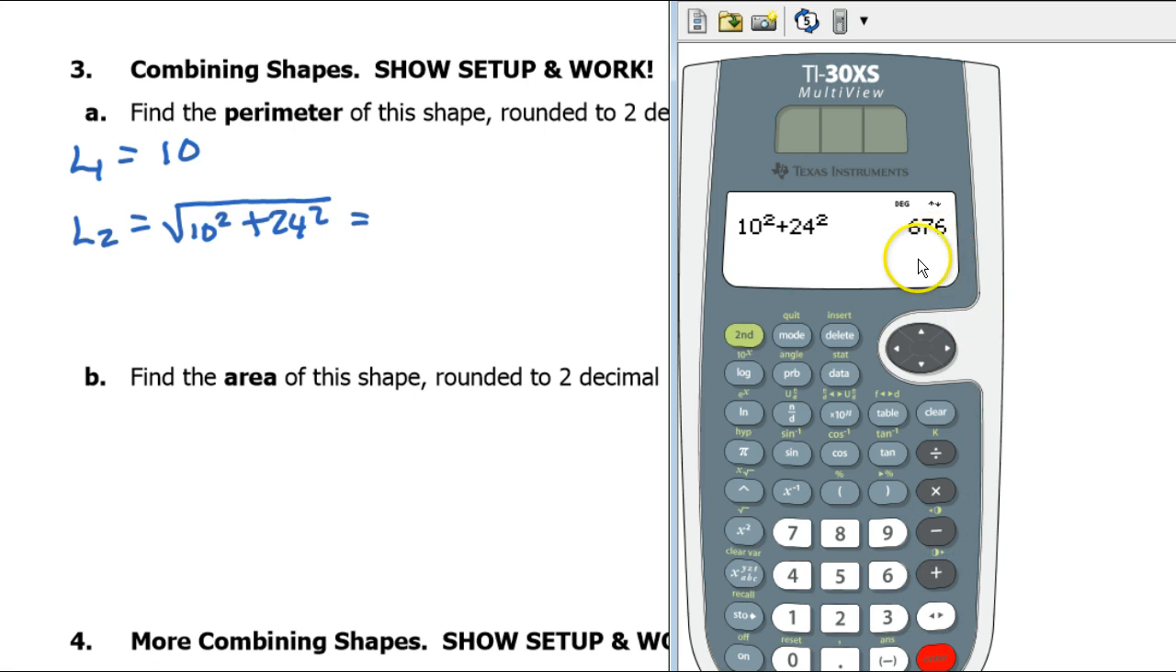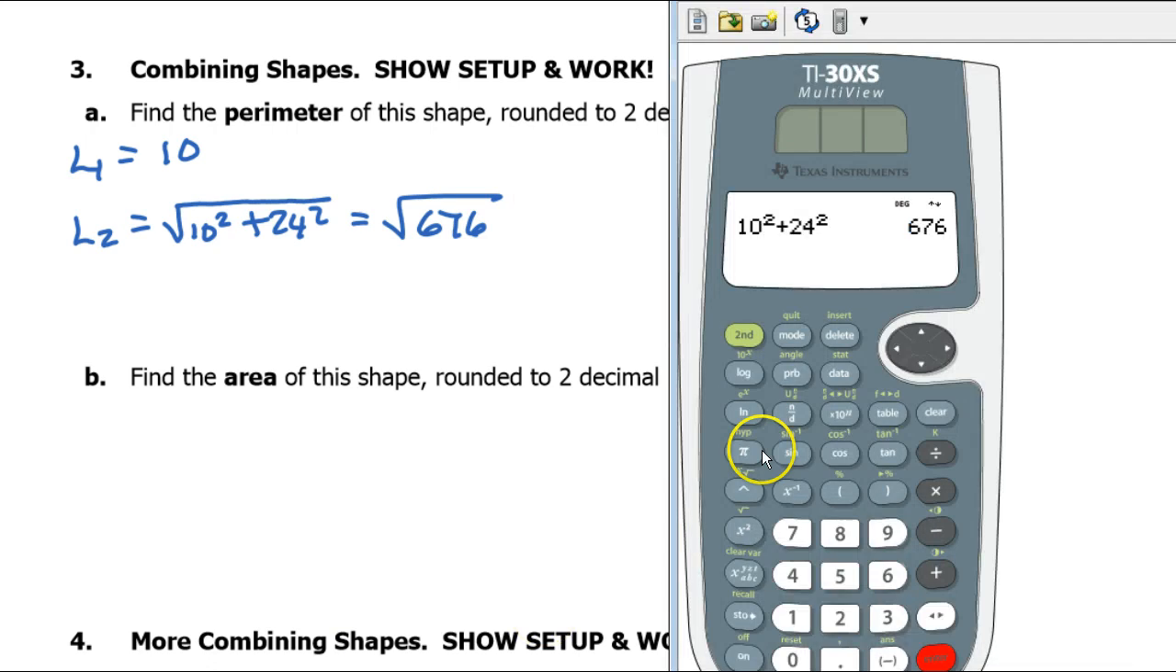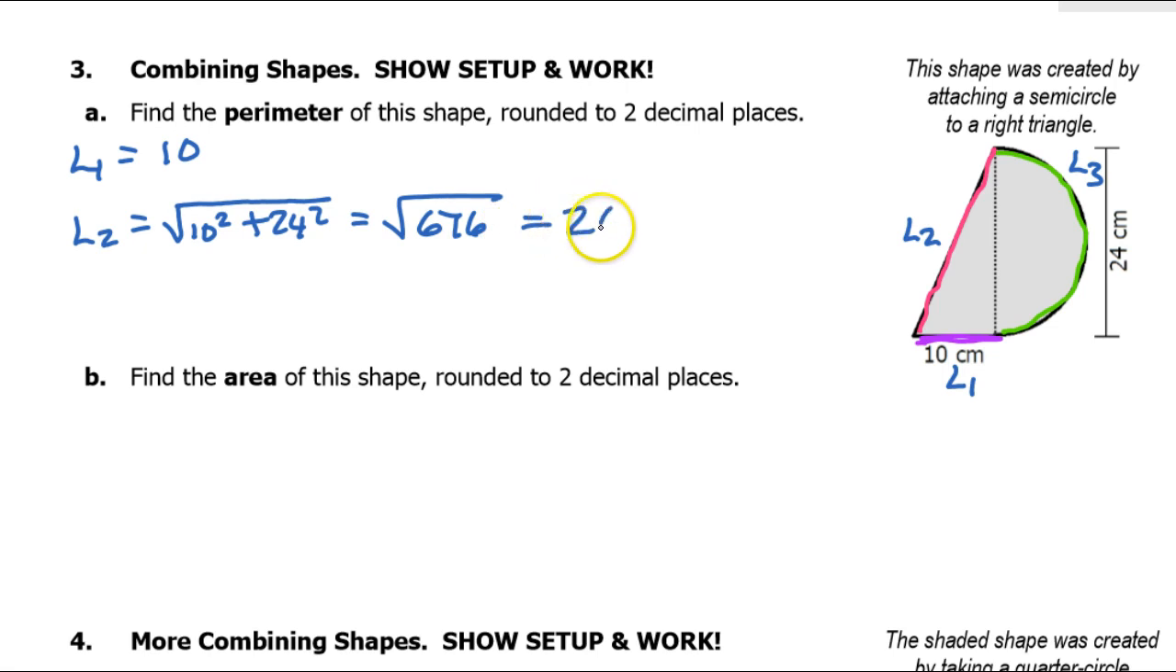So that's 676. So that's the square root of 676, which is 26. All right. Now, the last thing we have to do is find length 3. Length 3 is half of a circle.